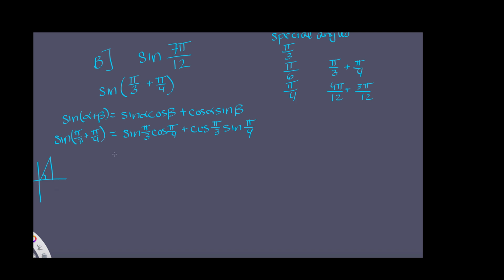So that's our tall triangle. Sine of pi over 3 is radical 3 over 2. The cosine of pi over 4, that's our 45-degree angle, our isosceles triangle, that's our radical 2 over 2. Cosine of pi over 3, same triangle over here, but the x-coordinate is 1/2. And the sine of pi over 4 is radical 2 over 2. And we simplify as we did before.